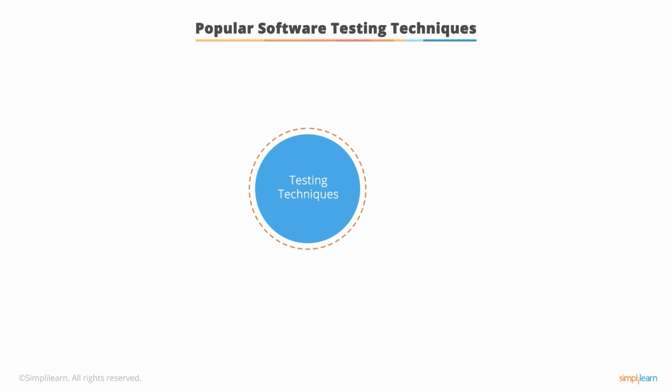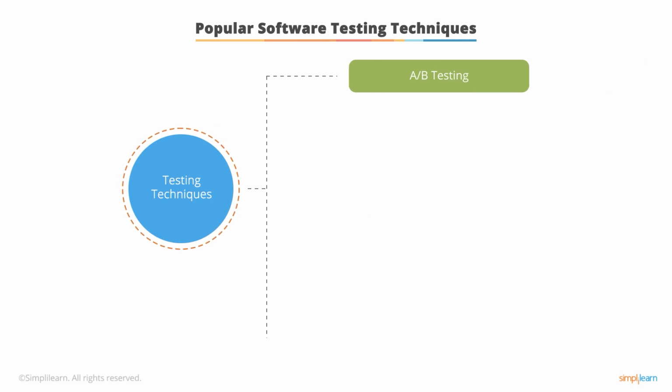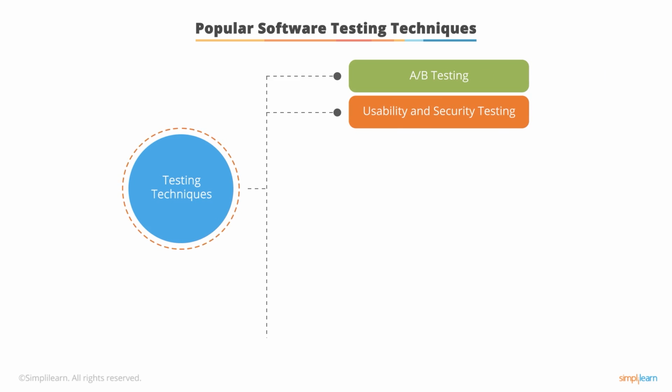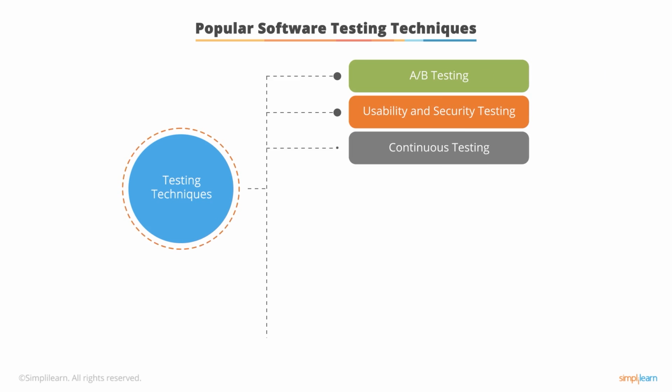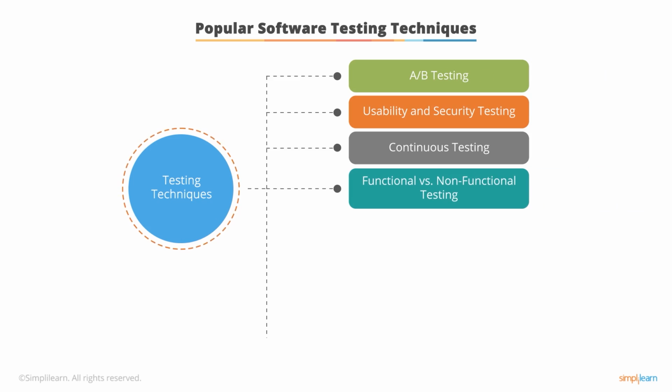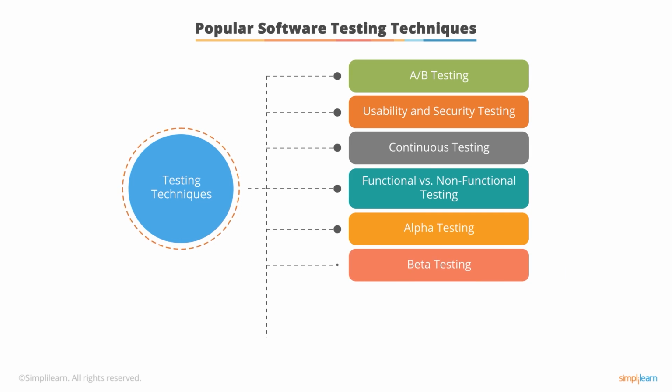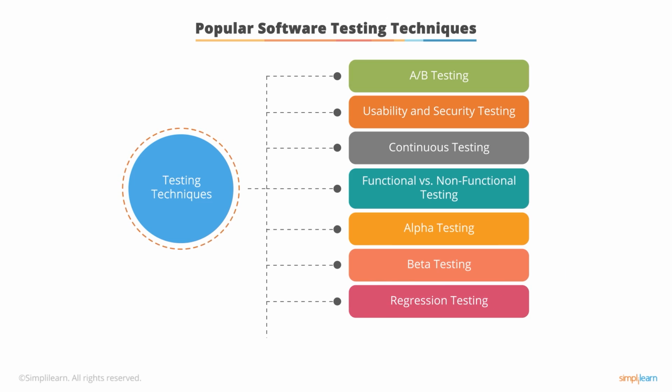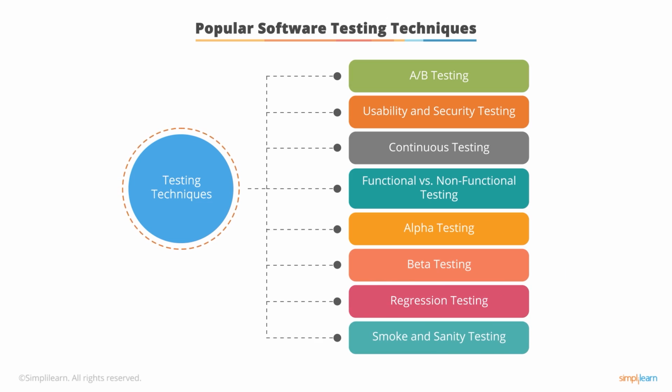Popular software testing techniques. There are many techniques used to test software. Some of the more popular are A/B testing, usability and security testing, continuous testing, functional versus non-functional testing, alpha testing, beta testing, regression testing, and smoke and sanity testing. Let's take a look at each.